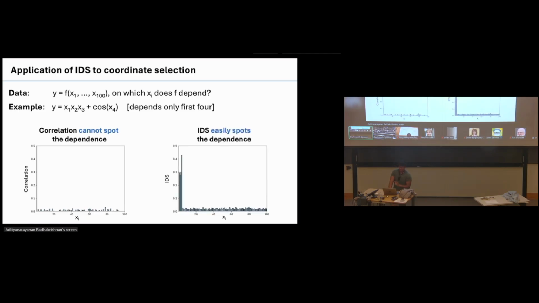IDS actually easily spots the dependence. It's a fast nonlinear independence test. So you have your 4 variables. You found it right here.